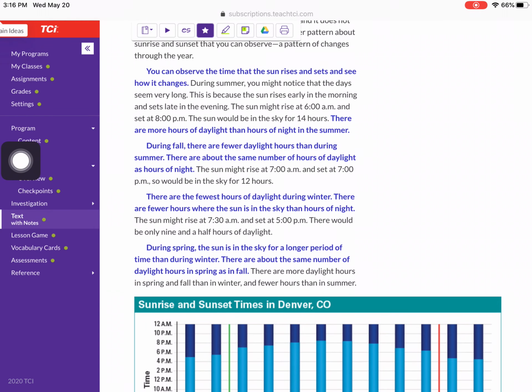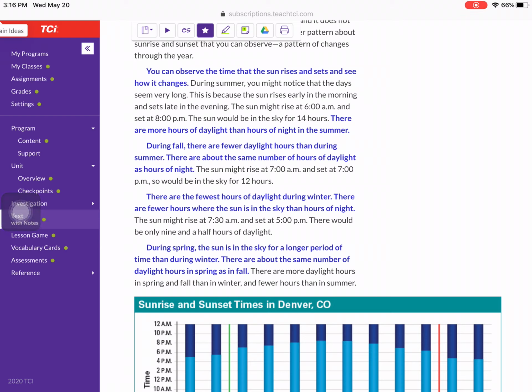Next paragraph. During fall, there are fewer daylight hours than during summer. There are about the same number of hours of daylight as hours of night. The sun might rise at 7 a.m. and set at 7 p.m., so it would be in the sky for 12 hours. Next paragraph.